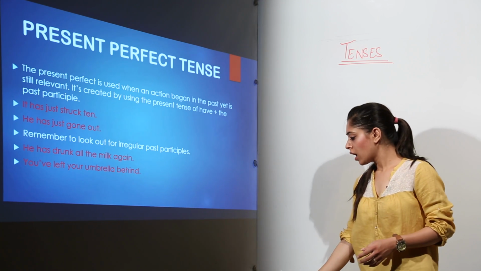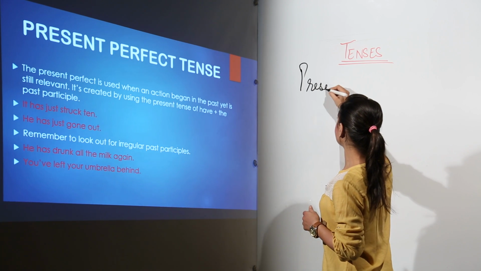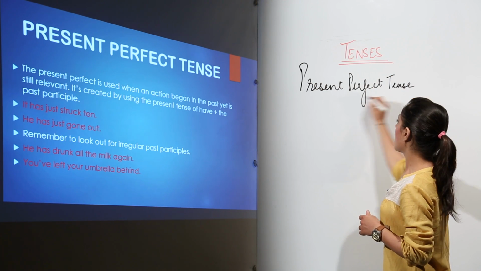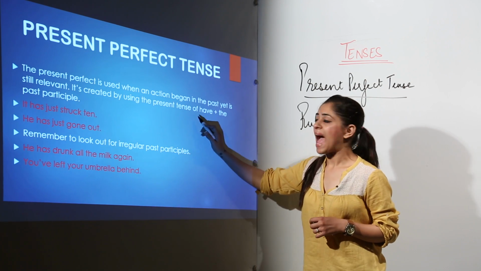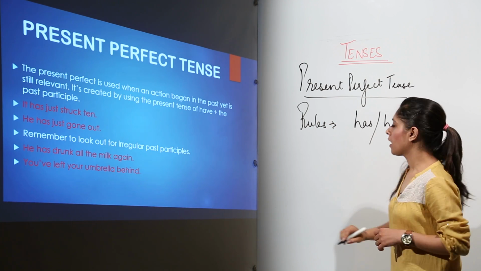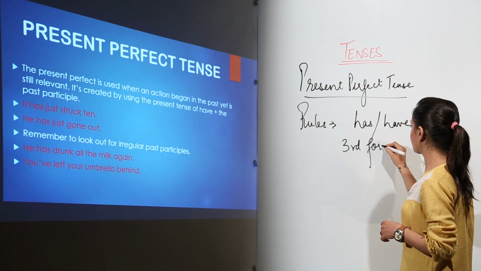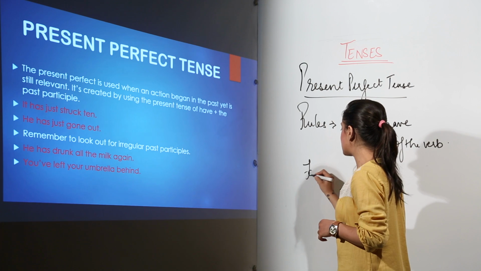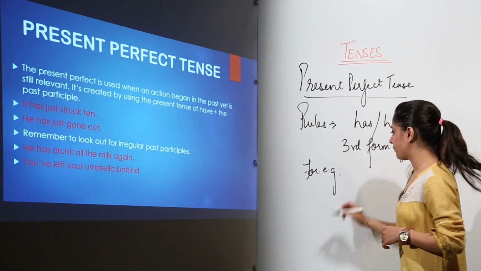Let's explain it on the board with a little example again. For present perfect tense, the rules that we follow are, we use has or have, and for the verb we use third form of the verb. For example, let's take an example from the screen itself. It has just struck 10.